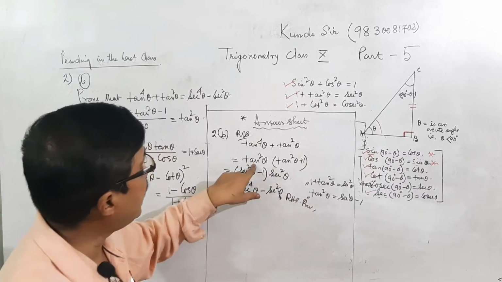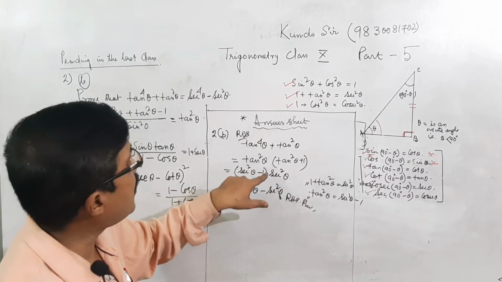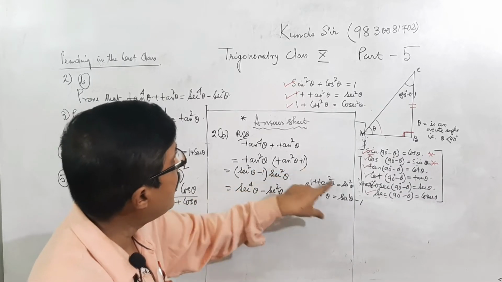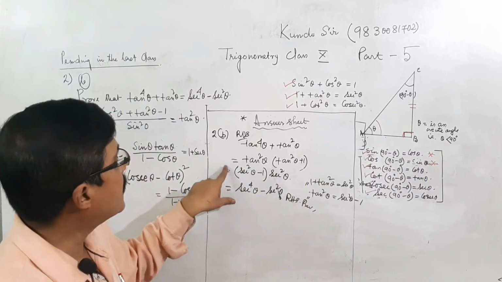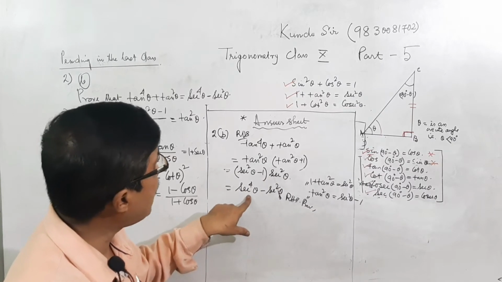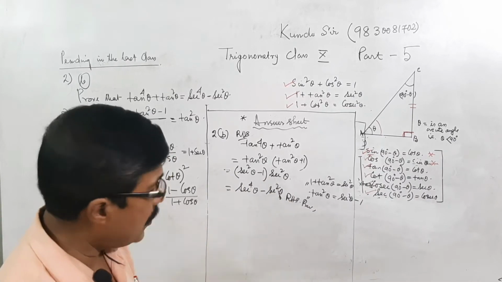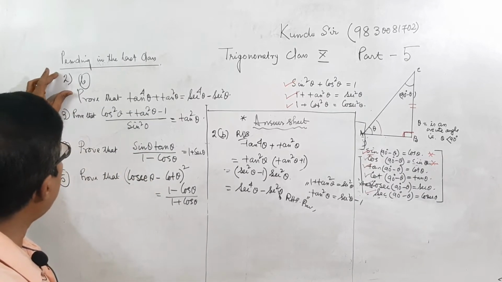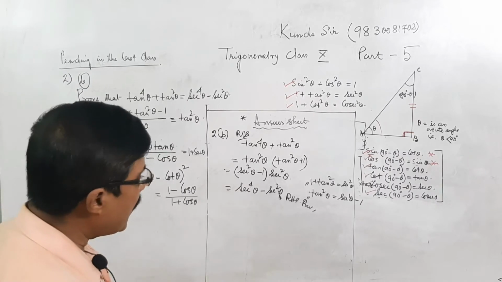We convert tan square theta into sec square theta minus 1, and 1 plus tan square theta equals sec square theta. Now we multiply sec square theta minus 1 and sec square theta, which gives sec to the power 4 theta minus sec square theta, equal to the right-hand side. Proved. Now we have done problem number 2. Now we are coming to problem number 3.